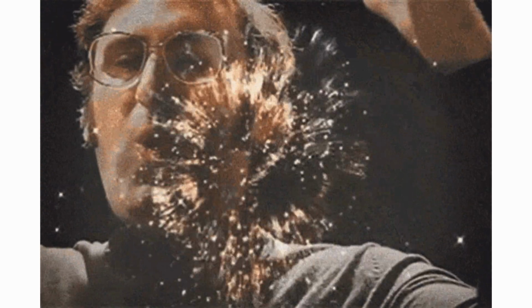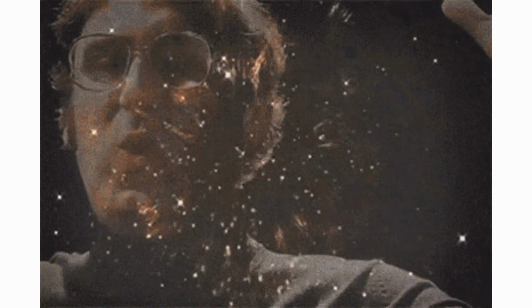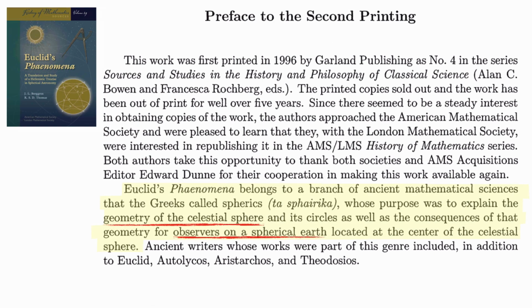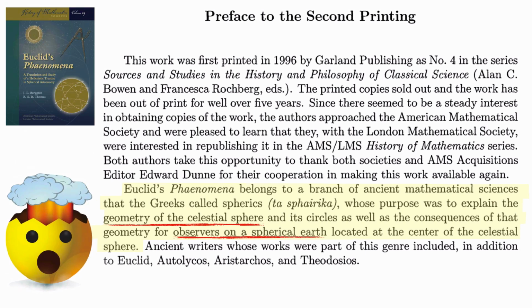Before I go, I'm going to give you something to blow your mind, hopefully in a thought-provoking way. The Greek mathematician Euclid was a towering intellect in the ancient world, but he did not only write the book now known as Euclid's Elements, he also wrote a book called Phenomena, dedicated to spherical astronomy. It turns out, Bev, that Euclid was one of the fathers of spherical geometry. But it gets better. In the preface, the authors explained that Euclid's Phenomena belongs to a branch of ancient mathematical sciences that the Greeks called spherics, whose purpose was to explain the geometry of the celestial sphere and its circles, as well as the consequences of that geometry for observers on a spherical Earth located at the center of the celestial sphere.